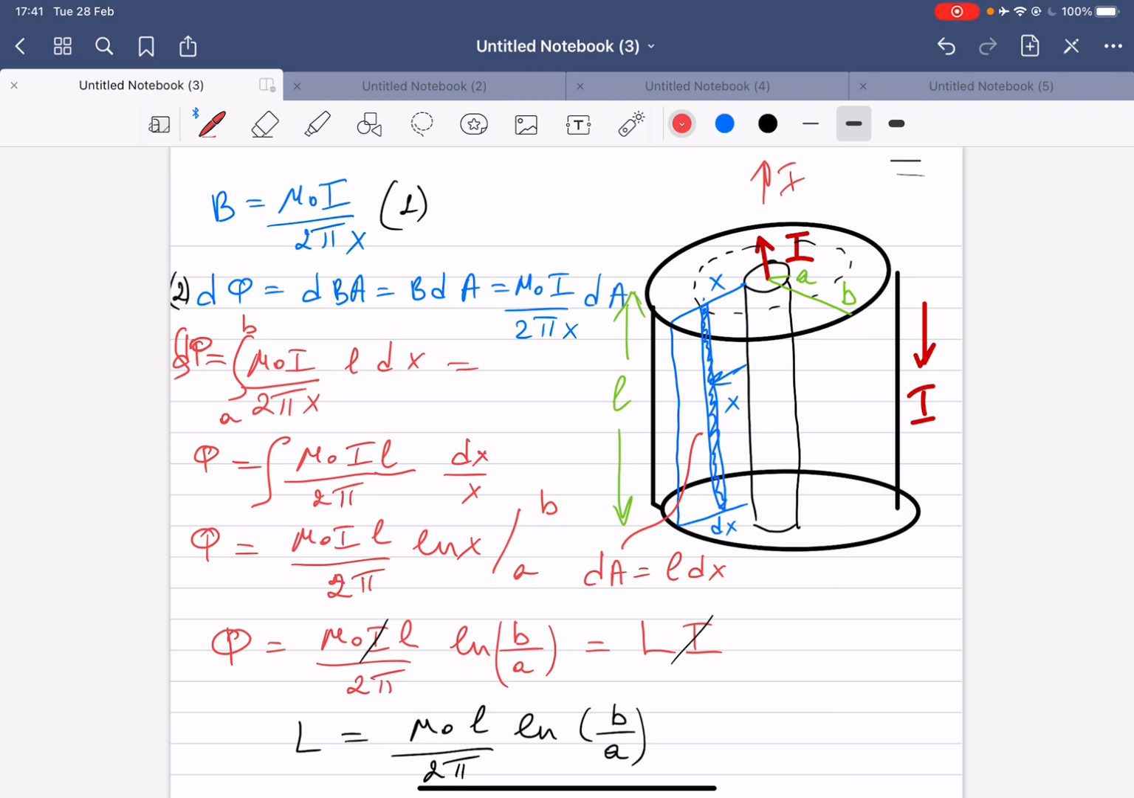So we have to find the induced self-inductance, basically L. So how can we find it? First of all, we have to draw the imaginary line where we have this kind of thing, and we also have a radius of this wire. So we have A, which is the inner radius, and B is the outer radius.